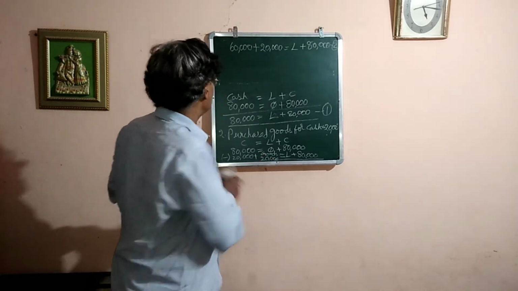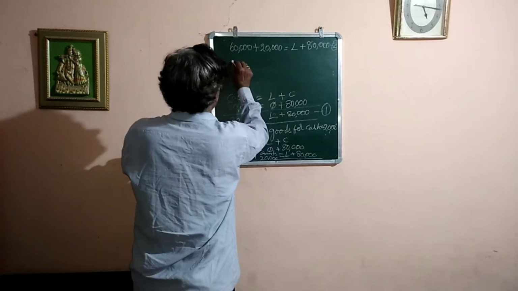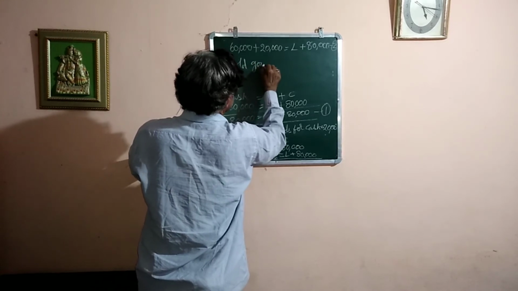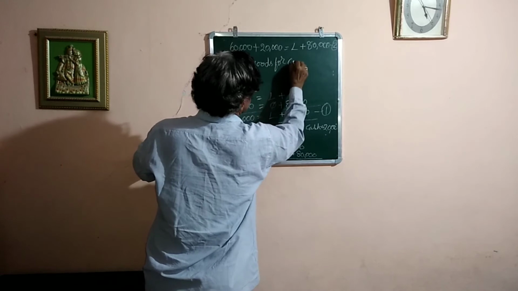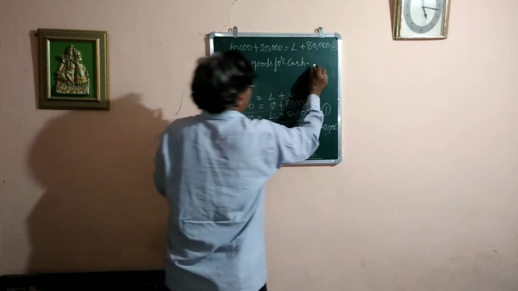Now, coming to the third transaction: sold goods for cash. The amount is, say, 30,000.